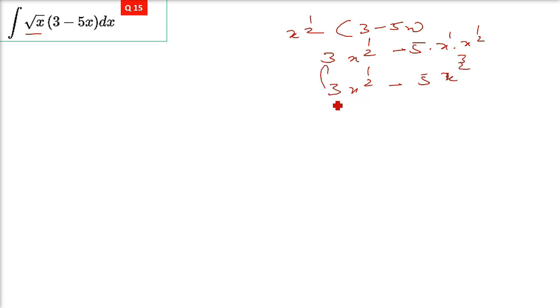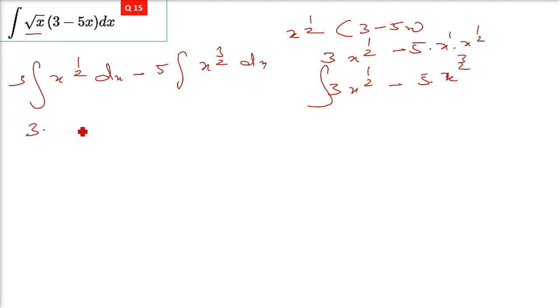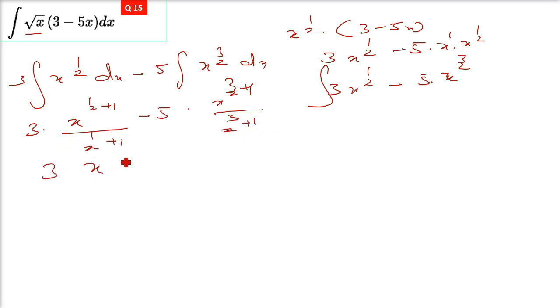Now integration. We are going to integrate. So 3 I am taking out. X raised half will remain like this, dx. Minus 5 I am taking out because it is a constant, x raised 3 by 2, and with dx of course. 3 x raised half plus 1 divided by half plus 1. No dx, integration is already done. X raised 3 by 2 plus 1 divided by 3 by 2 plus 1. Just remember, whenever you eliminate dx, you have to add a constant of integration.